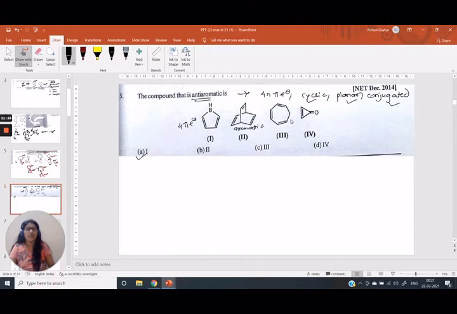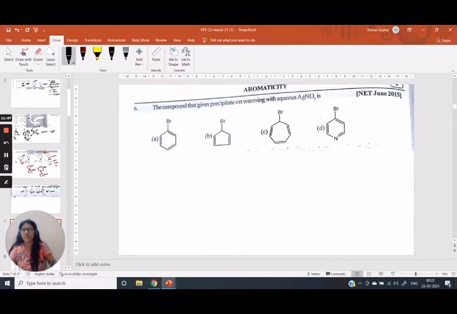Here in the third example, 6 pi electrons, but here is an sp3 hybridized carbon. Due to this sp3 hybridized carbon, the system is not planar. Now we can see the fourth example. Here how many pi electrons? 2 pi electrons. Inside pi electrons are considered, outside not considered, and the system is planar, conjugated, cyclic. Therefore 4 is aromatic, 3rd is non-aromatic, and option 1 is correct. The given system is anti-aromatic. Now we can see the next question.